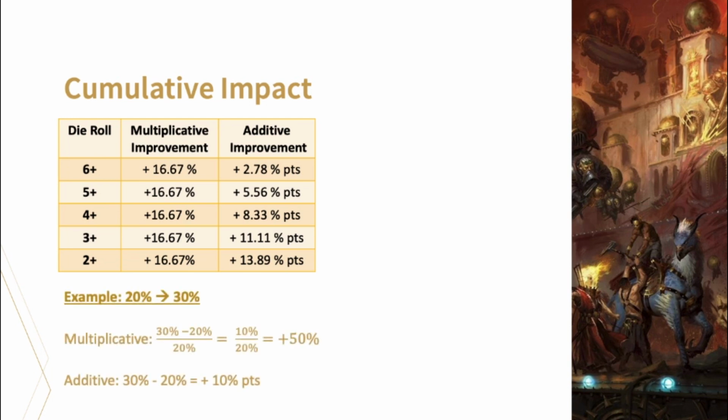For a simple example not seen in the chart, going from 20% to 30% represents a multiplicative improvement of 50%, i.e., the difference between the two, 10%, was 50% of the original value of 20%, so it represents a 50% improvement. So this is the multiplicative improvement. But the simple additive improvement in terms of percentage points, so simply 30% minus 20%, is just 10%.